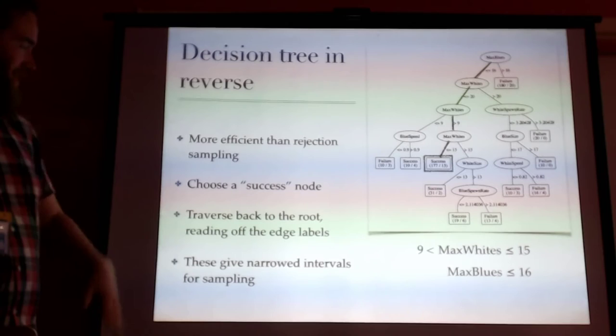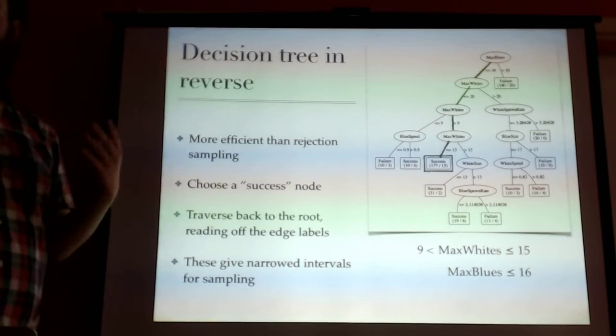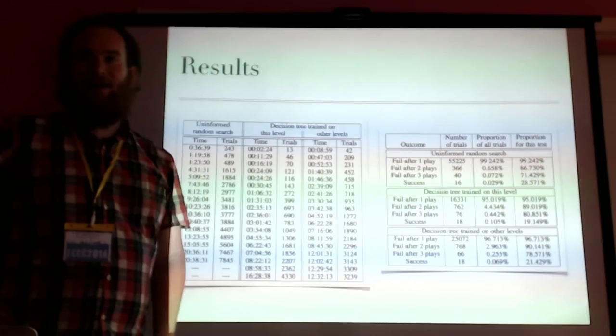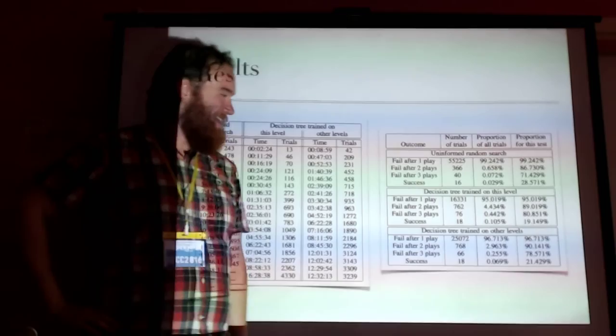Okay, so yeah, we're using this decision tree to sample instances that hopefully will not fail that first test. And the results we get, well, it's a little bit better. So now only about 95% fail the first test, not 99%. So, you know, we haven't quite achieved the goal of getting this down to zero, but we're getting there.